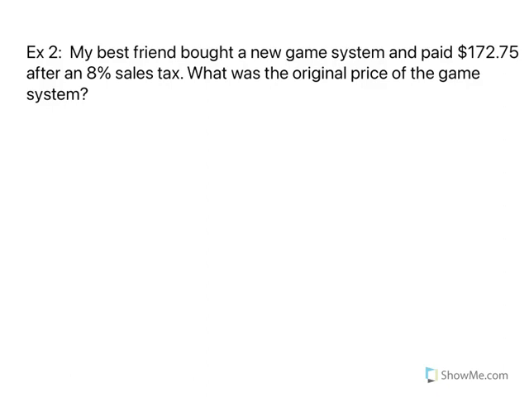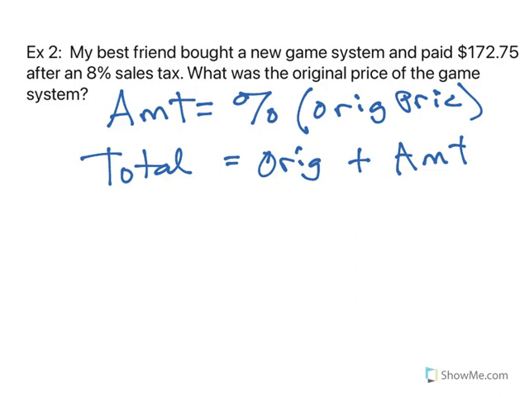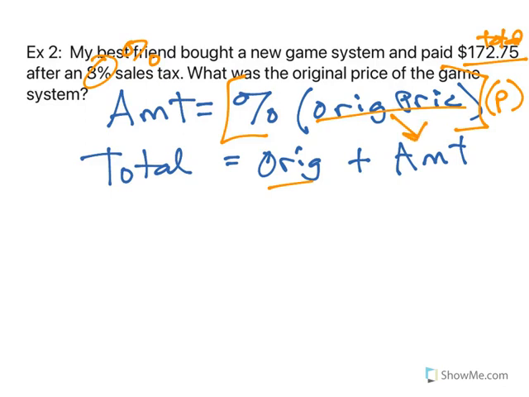First of all, let's revisit our formulas. So we know our sales tax amount is the percentage times the original price. And we know the total cost is the original price plus the sales tax amount. So what do we know? Well, we know the total and we know the percent. So what we're missing is the original price. Let's call that P. Okay, so we're going to kind of put this all together because we know the percent times the original price is the same as the amount.